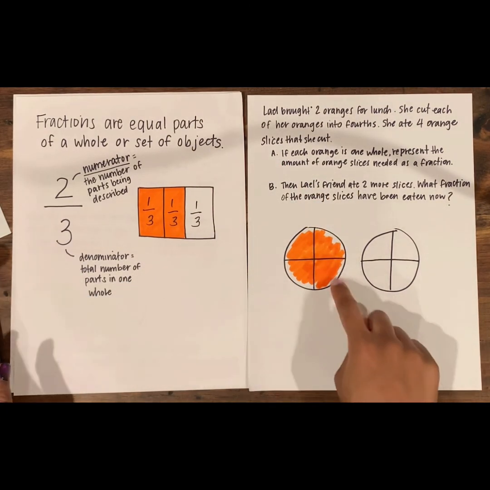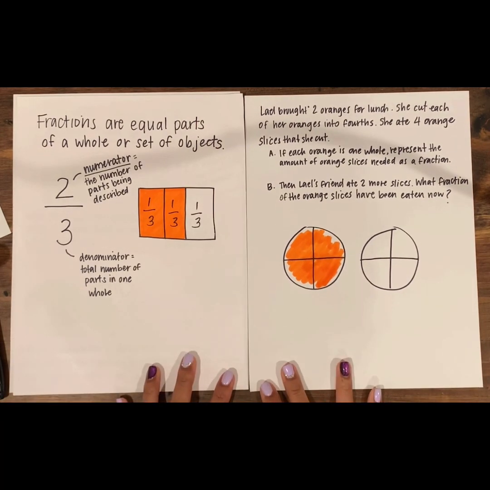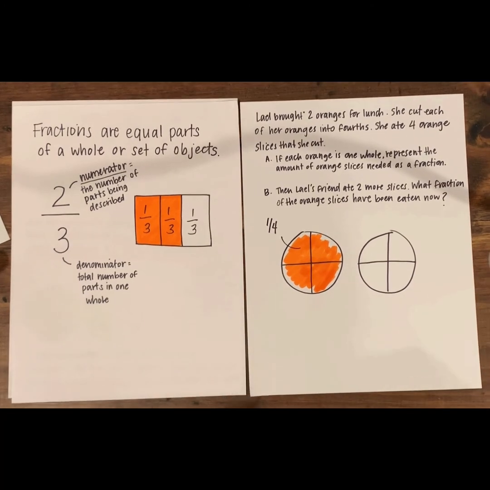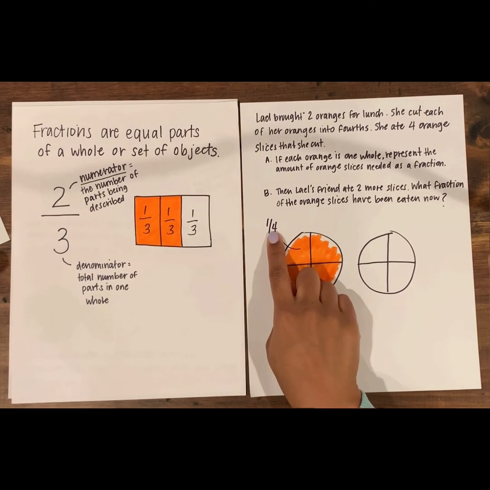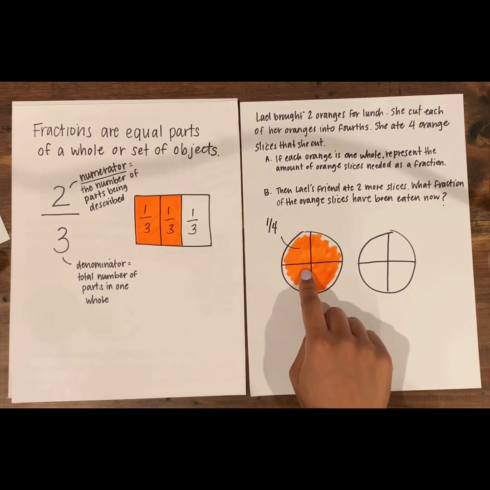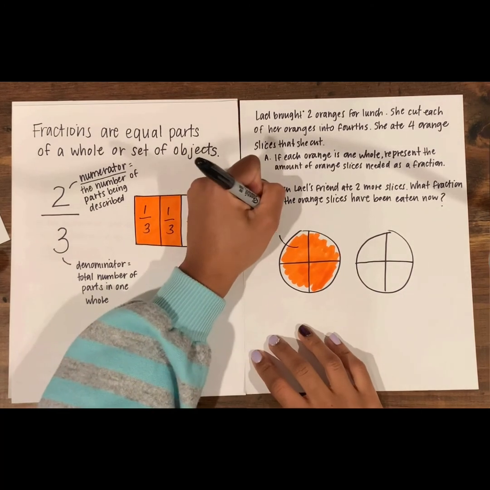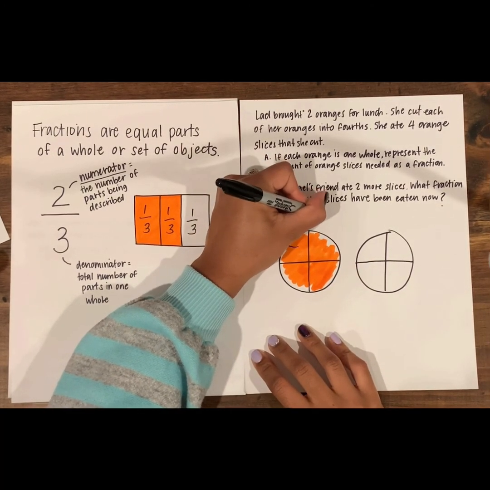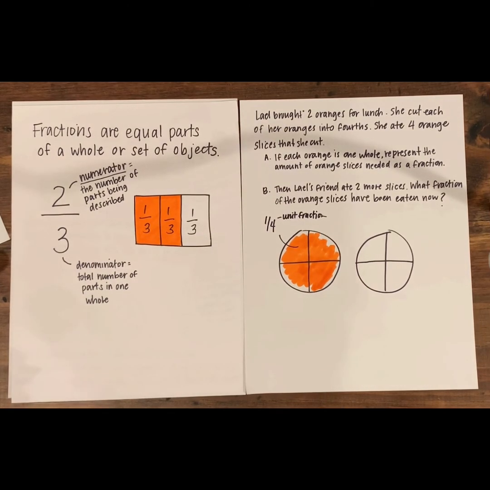What is the unit fraction for this shape? Remember, a unit fraction is 1 part out of all the total parts. That's right, the unit fraction is 1/4 because there are 4 total parts in this whole, and the unit fraction refers to just one of them. Identifying the unit fraction will always help us identify other fractions in the shape.